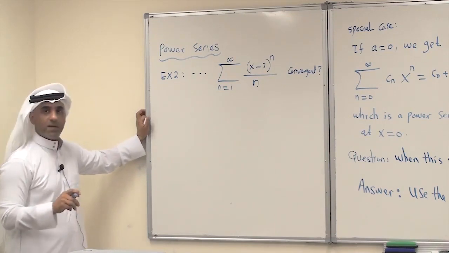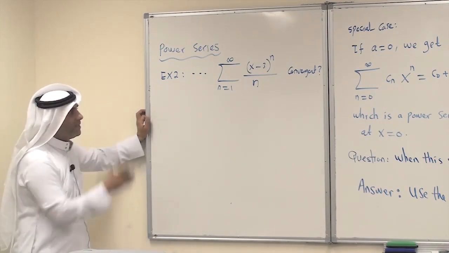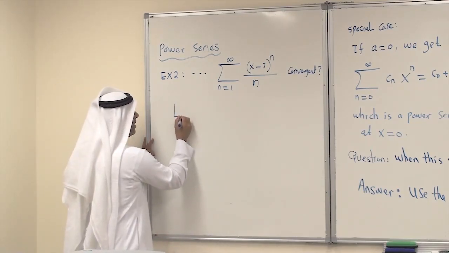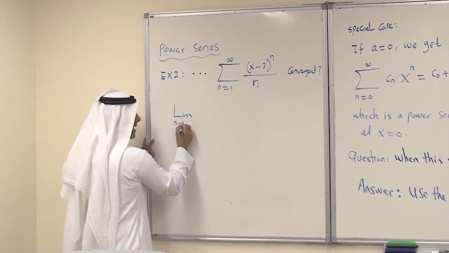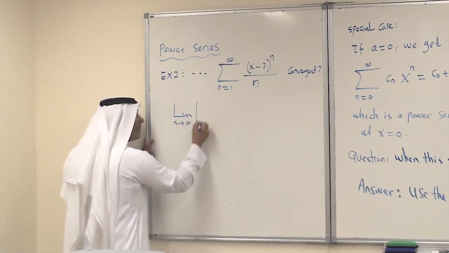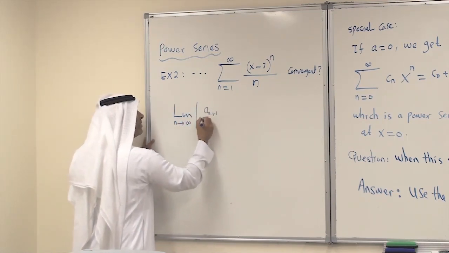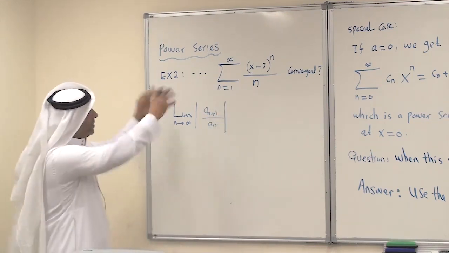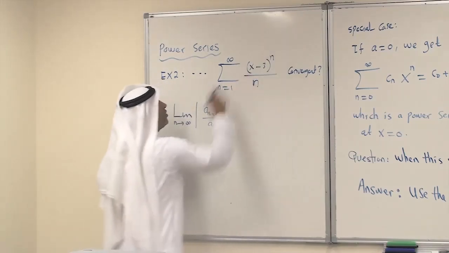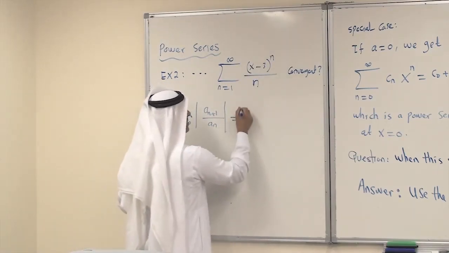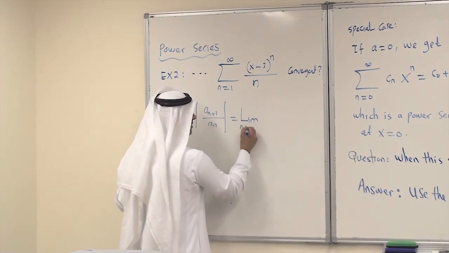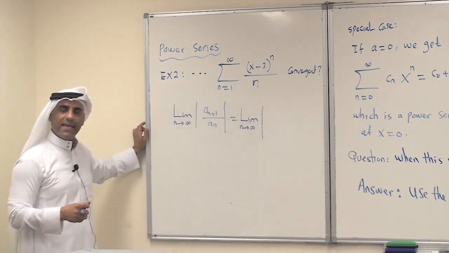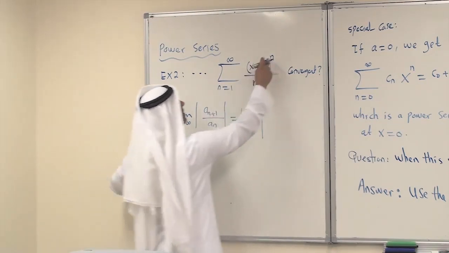So what should we do? As usual, we need to apply, as recommended here, the ratio test. So the ratio test says you need to start by calculating the limit as n goes to infinity of a_(n+1) divided by a_n. That's what we have to calculate. This is a_n, all of this. So applying the test, we have the limit as n goes to infinity of the absolute value of a_(n+1). What is a_(n+1)? Replacing n by n plus 1.